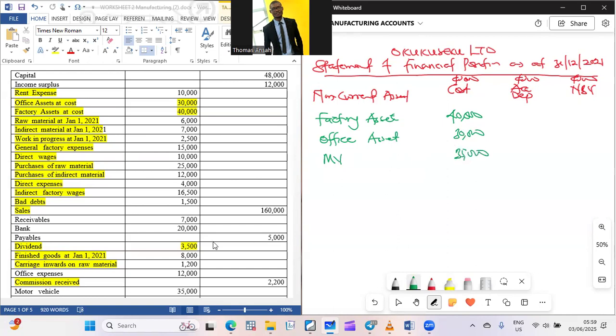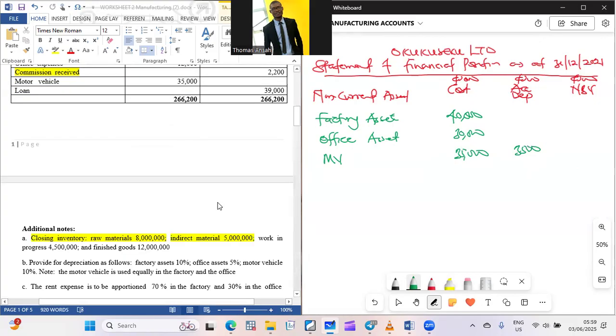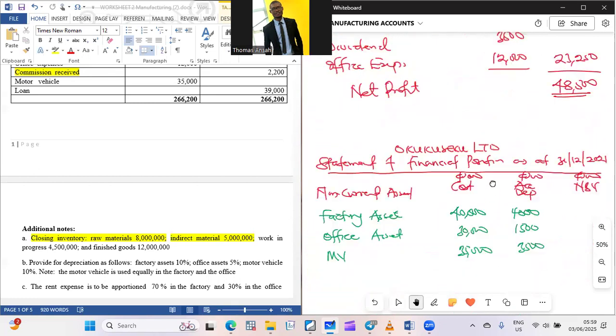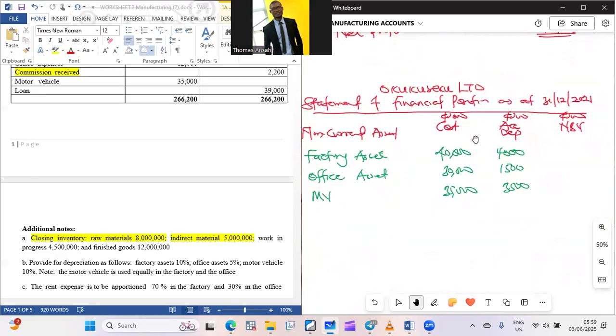What are the depreciations so far? We know that this one is 3,500, which we split. And what was the office? Factory asset is also 4,000. We did that. Then this one was 5%. 5% is 1,005, right? So that is what we did. I think office asset was just here. 1,005. Yeah. So what is our net book value?